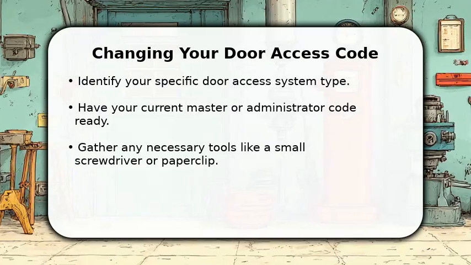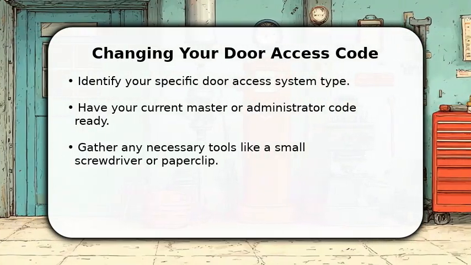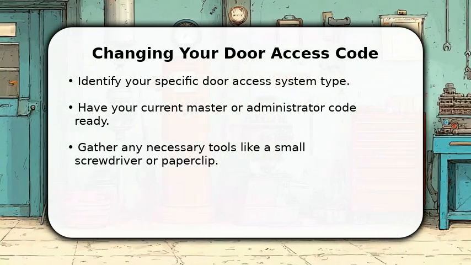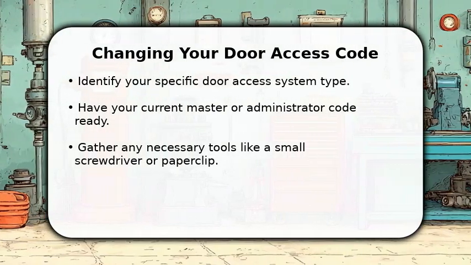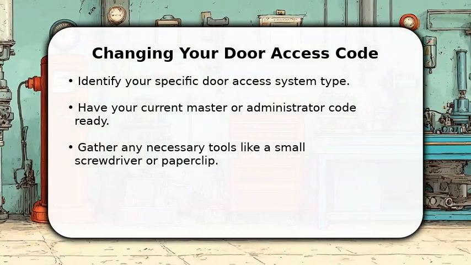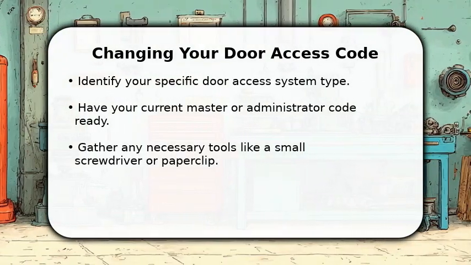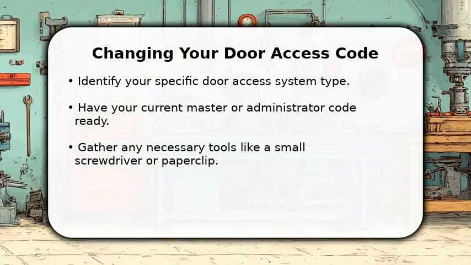In this video, I will explain how to change your door access password. First, identify your specific door access system, whether it is a keypad, smart lock, or another type. Always have your current master or administrator code readily available, as this is crucial for making any changes. You might need a small screwdriver or a paperclip, depending on your lock's model, to access the programming button.